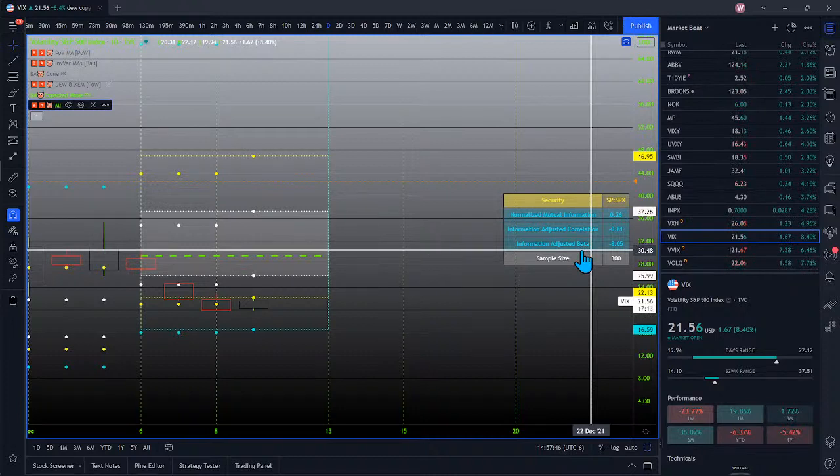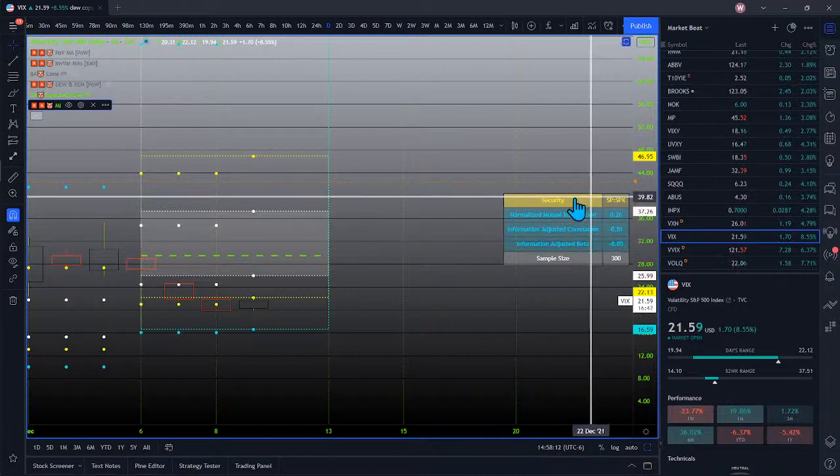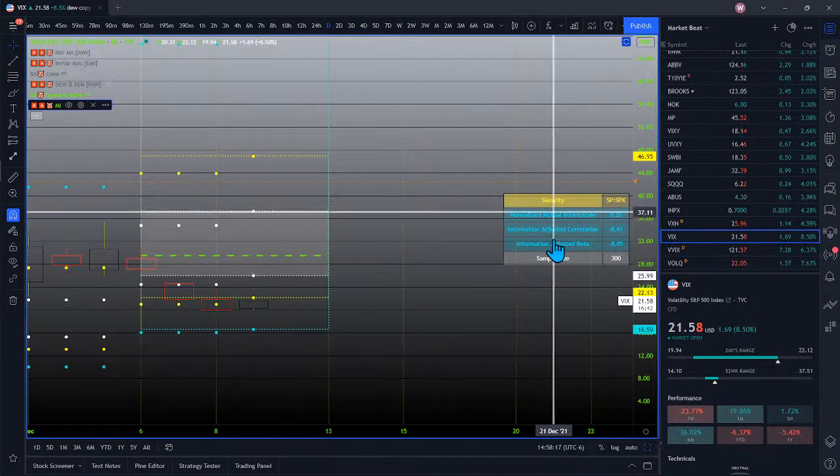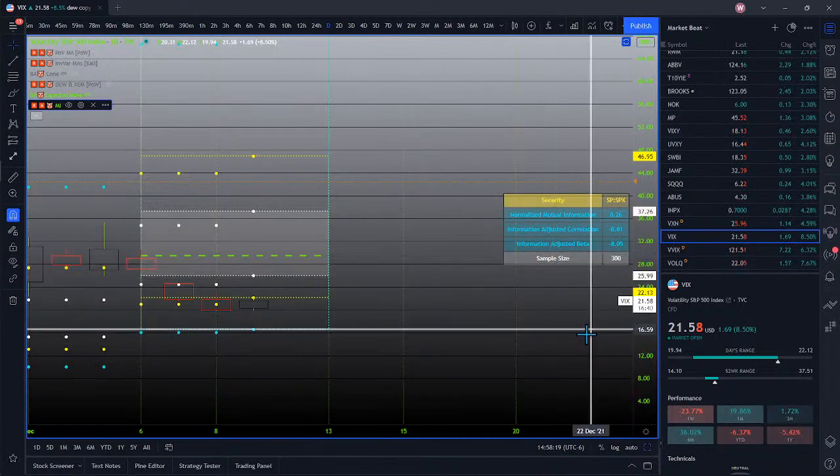And yeah, so you can also, the panel shows you correlation of returns. So returns, yeah. So then anything above 0.5, that's something significant. And looking at that, compared to the SPX, that's the information adjusted correlation in regard to returns.